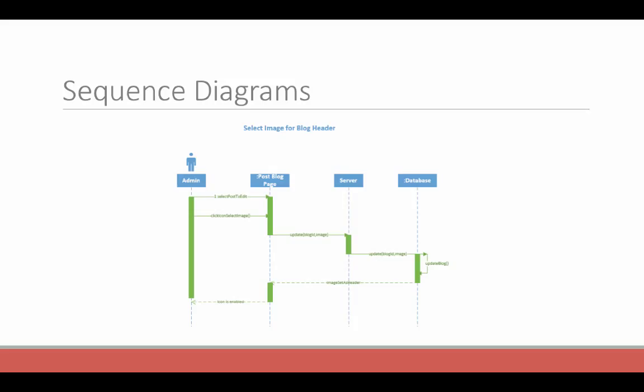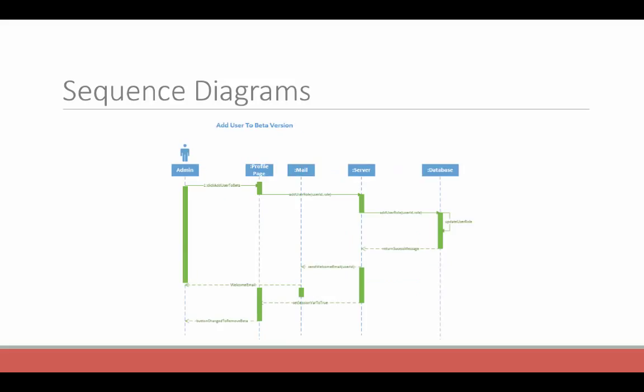After he clicks on that image, the blog page sends a request to the server asking it to update that blog and set that image as the blog header, and the server sends a request to the database, which updates the blog. Then in the blog page the admin can see that that image is set as header because the icon changed, and also if he goes to the blog page he can see it there.